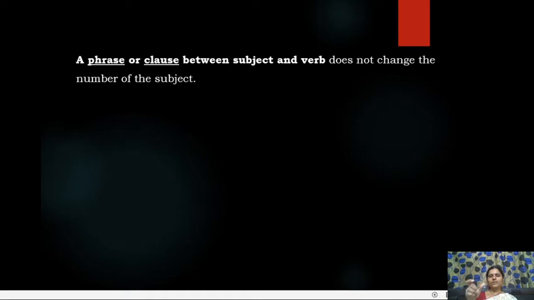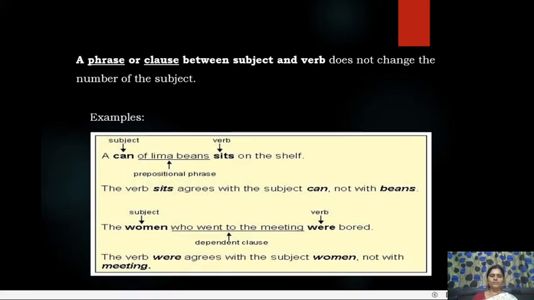A phrase or clause between subject and verb doesn't change the number of the subject. Whatever extra information you add to the sentence to give it a complete sense doesn't affect the subject or the verb. Let us see an example: A can of lima beans sits on the shelf. Here we are talking about the can, and this is extra information added to say which can we are referring to.